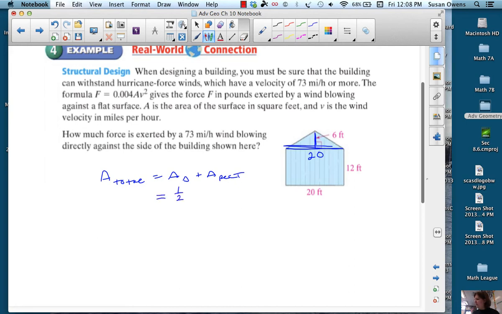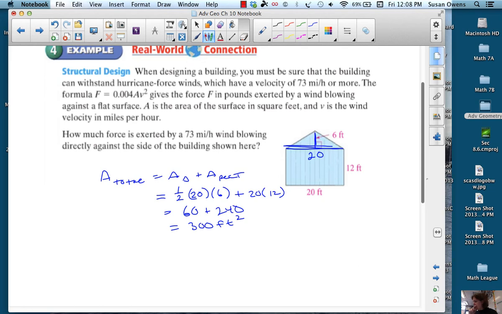So we've got the triangle. That's going to be 1/2 the base times the height. And the rectangle is just going to be the base times the height. So this is going to be 10 times 6, which is 60. And this will be 20 times 12, which is 240. And so this is going to be 300. And if we take a look, it's in feet, so this is going to be feet squared.